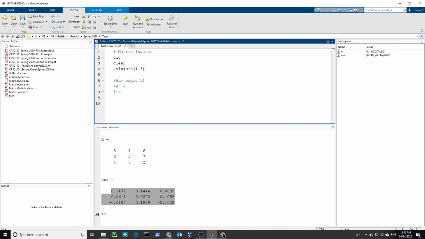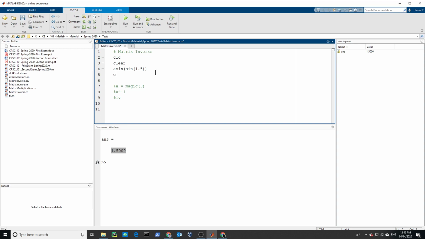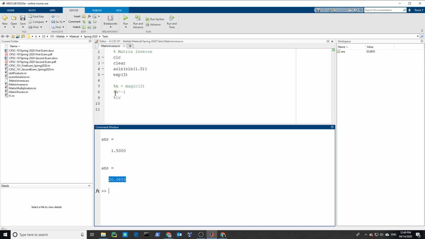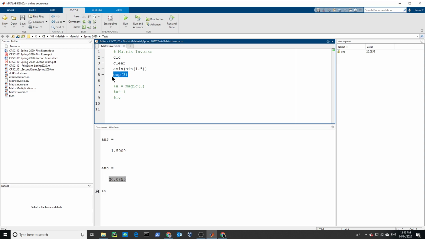Okay, all right. So let's run this. So the inverse of sine 1.5, a sine will give you 1.5. The same thing if you do, for example, the exponential of a number, 3, let's say. It will give you a value. That's the value, but the log is the inverse of it. So the log will be its inverse, and it will give you the third value. So it will inverse the operation, right?